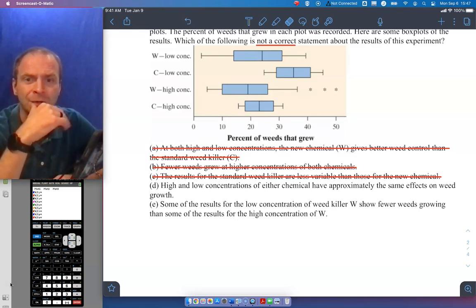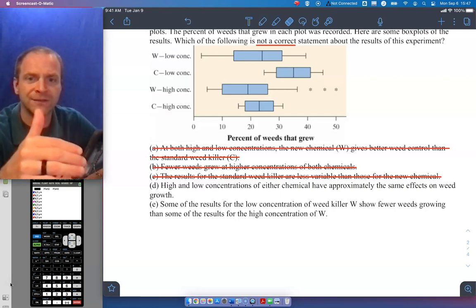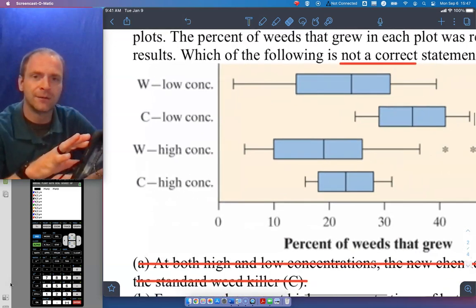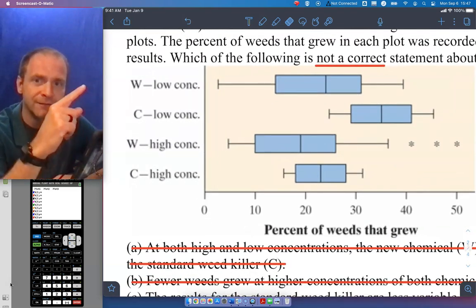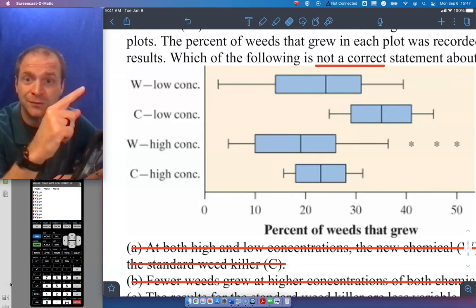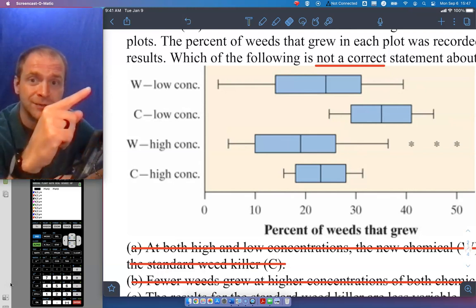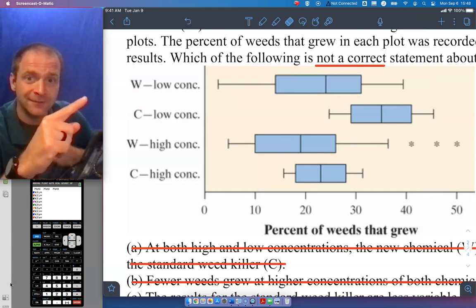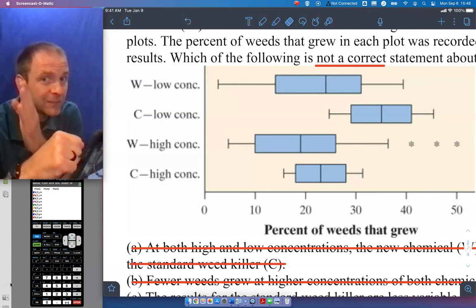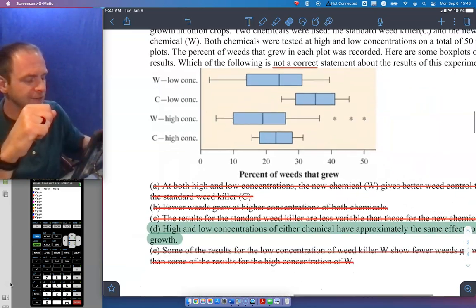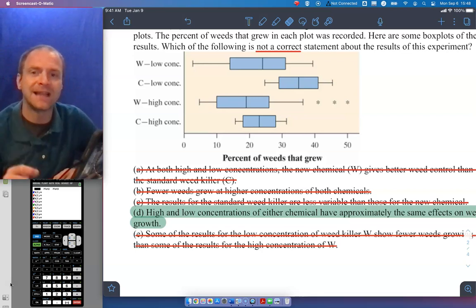Some of the results for the low concentration of weed killer W show fewer weeds growing than some of the results for the high concentration of W. Notice it says some of the results. So I'm comparing W to W here. Some of the results of the low show less weed growth than some of the results of the high for the new chemical. And that is true. You can see the whisker does extend a little bit further to the left. So some of them do. That looks like a true statement, which means my answer is D, because that one is not correct.